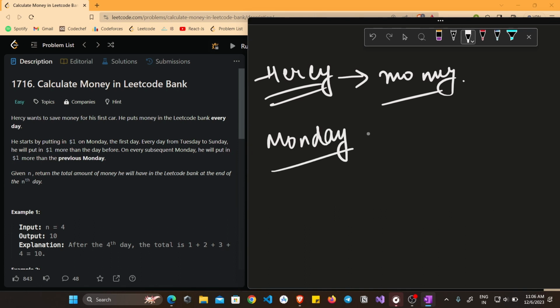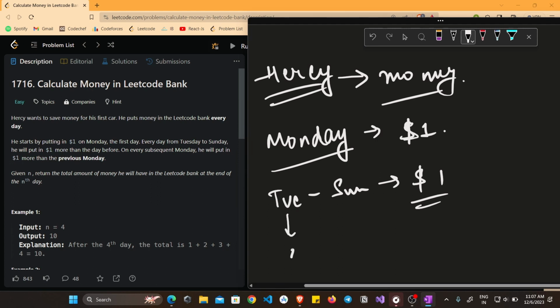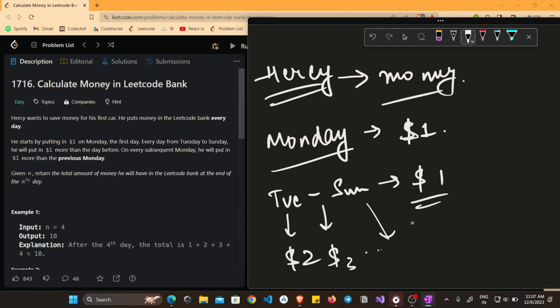On Monday, he will be putting $1 on the first day. Now, after Monday, from Tuesday to Sunday, he's going to put money into the bank once again. But here is one thing: on the subsequent days, from Tuesday to Sunday, he will be increasing his amount by $1. So let's say on Monday he has deposited $1, on Tuesday he's going to deposit $2, on Wednesday he's going to deposit $3, and so on till Sunday. So he will be increasing the amount he is depositing by $1 on each subsequent day.